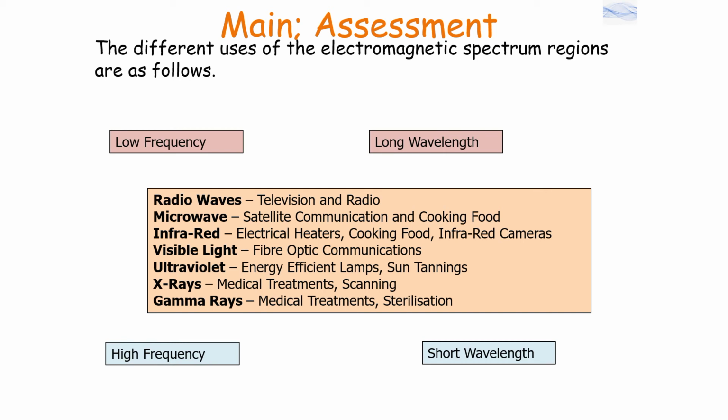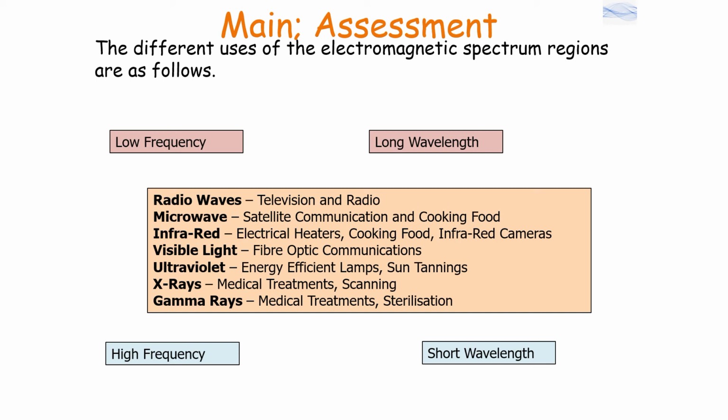Now, there are also different uses of the electromagnetic spectrum regions. For radio waves, we use them for television and radio. Microwaves, we use them for satellite communication and cooking food. Infrared, we use for electrical heaters, cooking food and infrared cameras. Visible light for fiber optic communications. Ultraviolet for energy efficient lamps and suntan beds. X-rays, medical treatments and scanning, and gamma rays, medical treatments and sterilization.